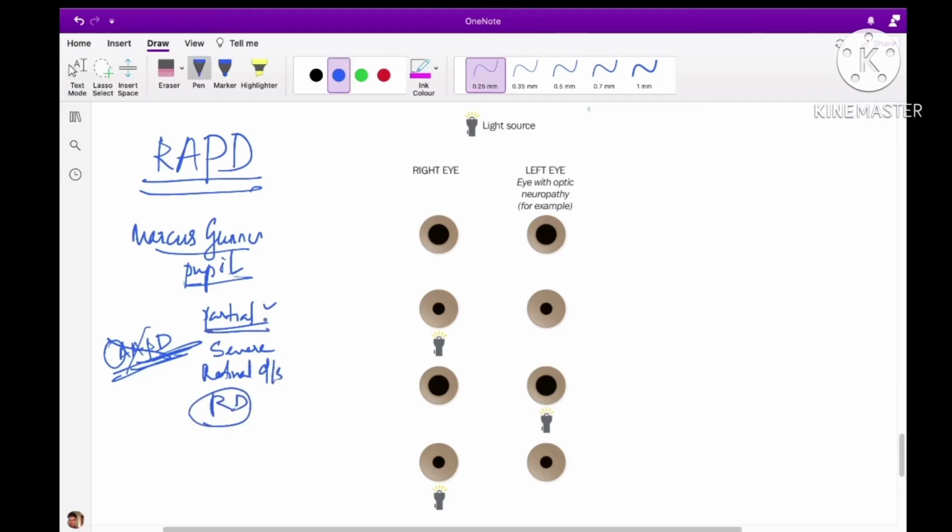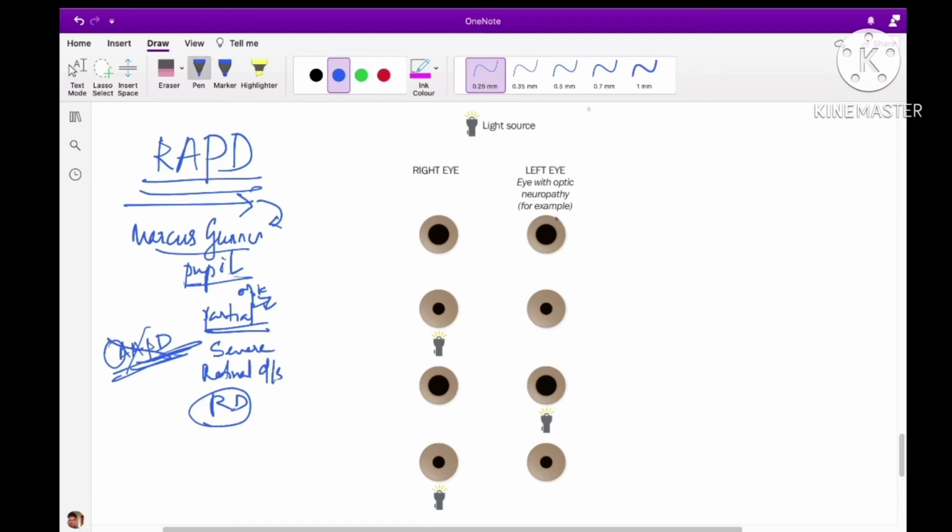So in partial optic nerve lesions, or when the optic nerve is starting to get involved, like in the beginning of optic neuritis, and in certain cases of CRVO, that is central retinal venous occlusion, then retinal detachment, also severe retinal disease also. Now what is this RAPD? Now you got it.